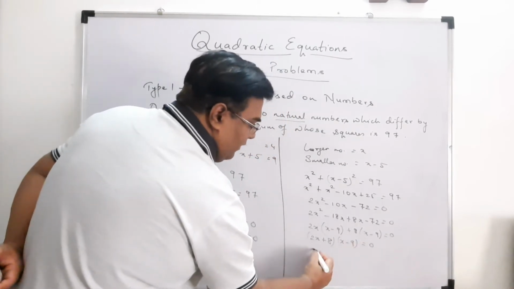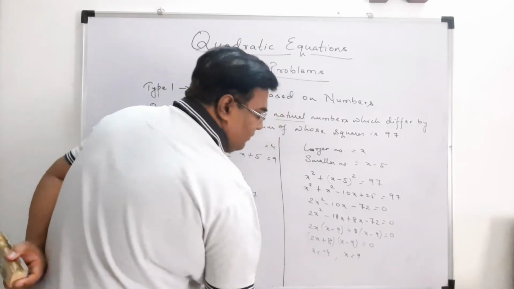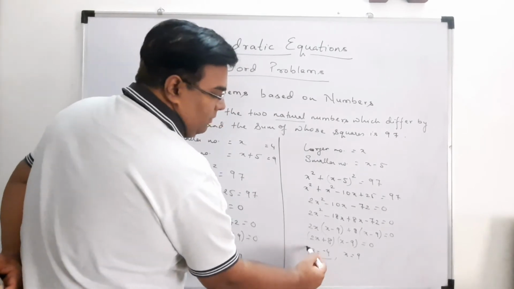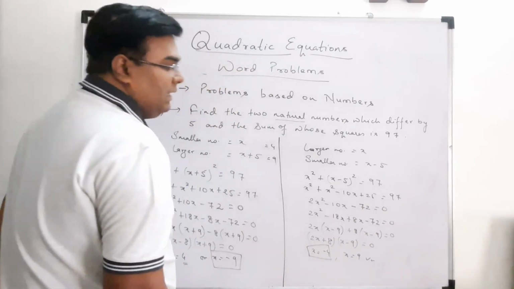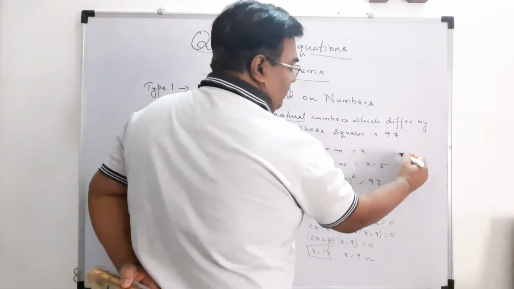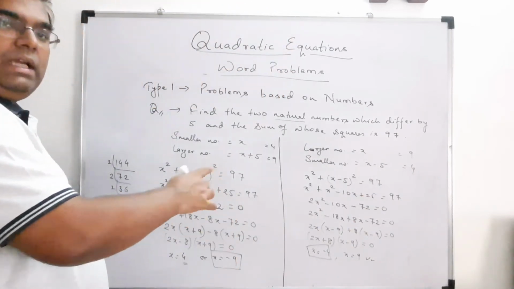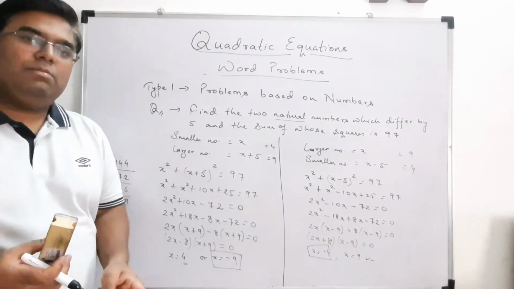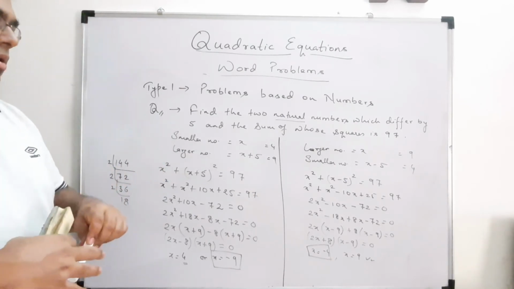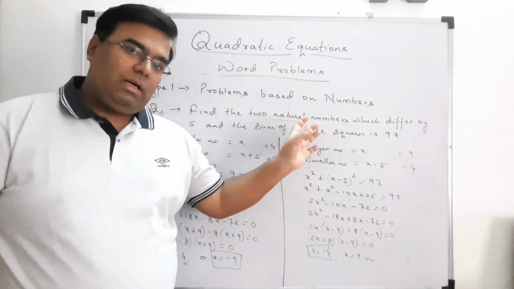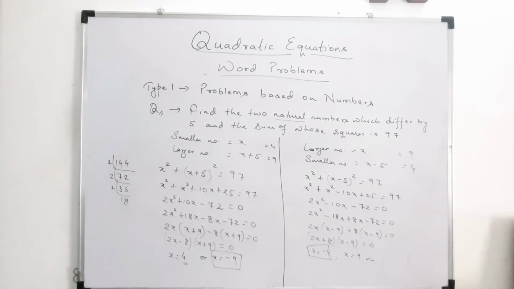From here we will get x is equal to minus 4 and x is equal to 9. So minus 4 is not possible because we are looking for a natural number. So one number is 9. Which one? The larger number. Larger number is 9, smaller number is automatically 4. So in both the cases we have got the same result. So it doesn't depend on which number you choose, but whatever you choose, apply the condition accordingly, right?